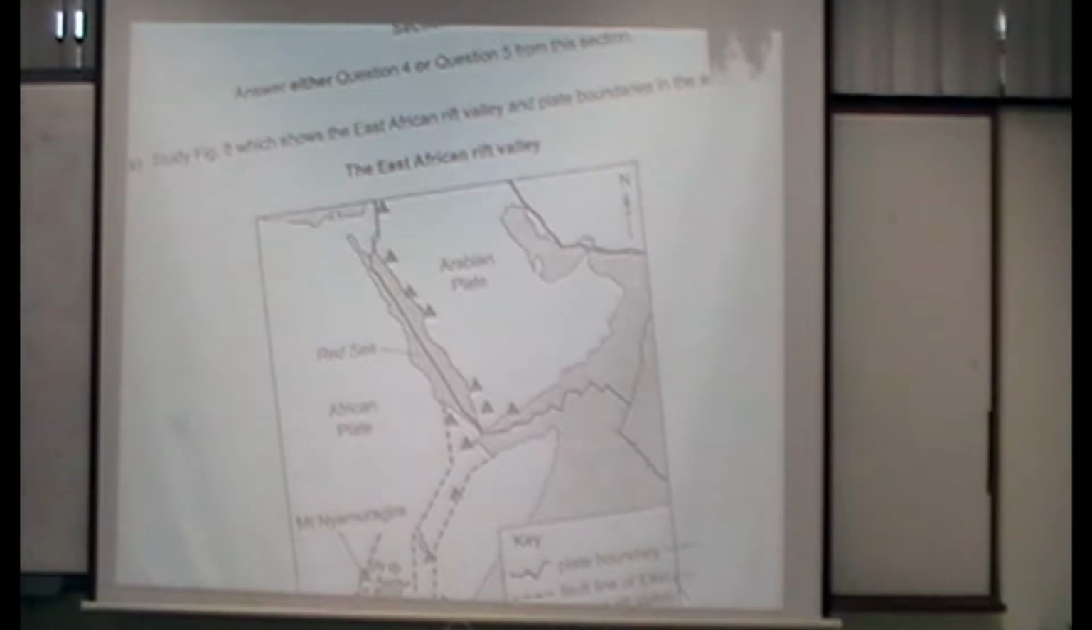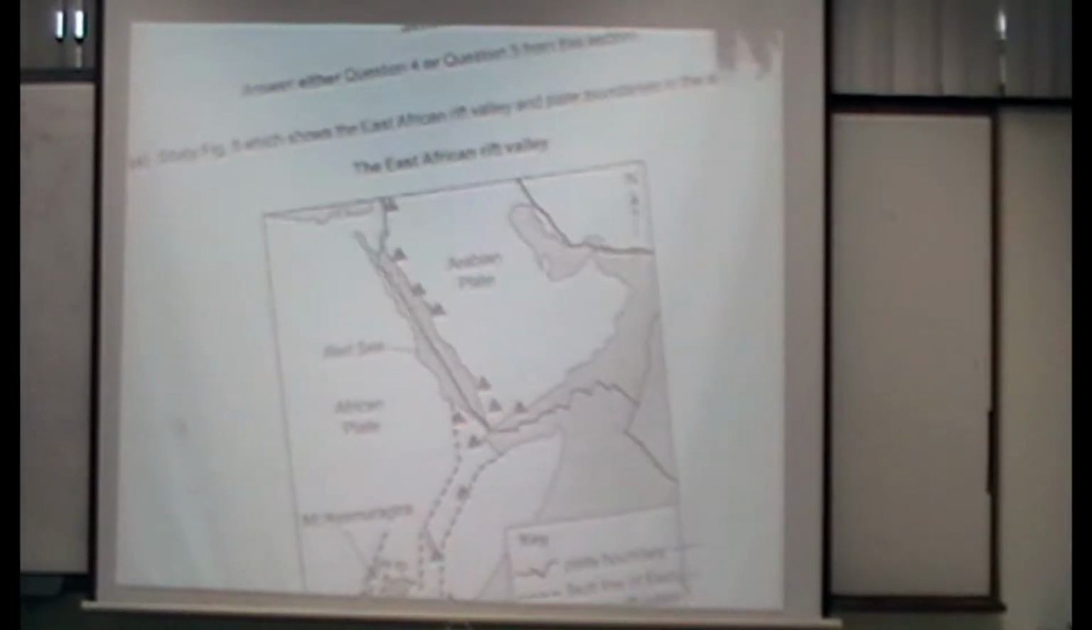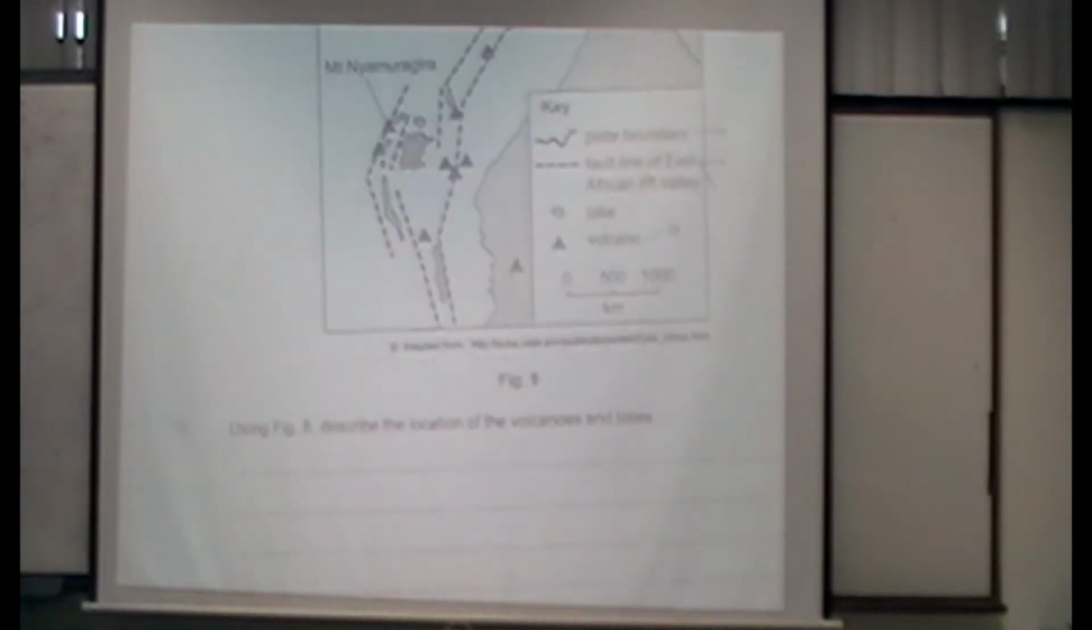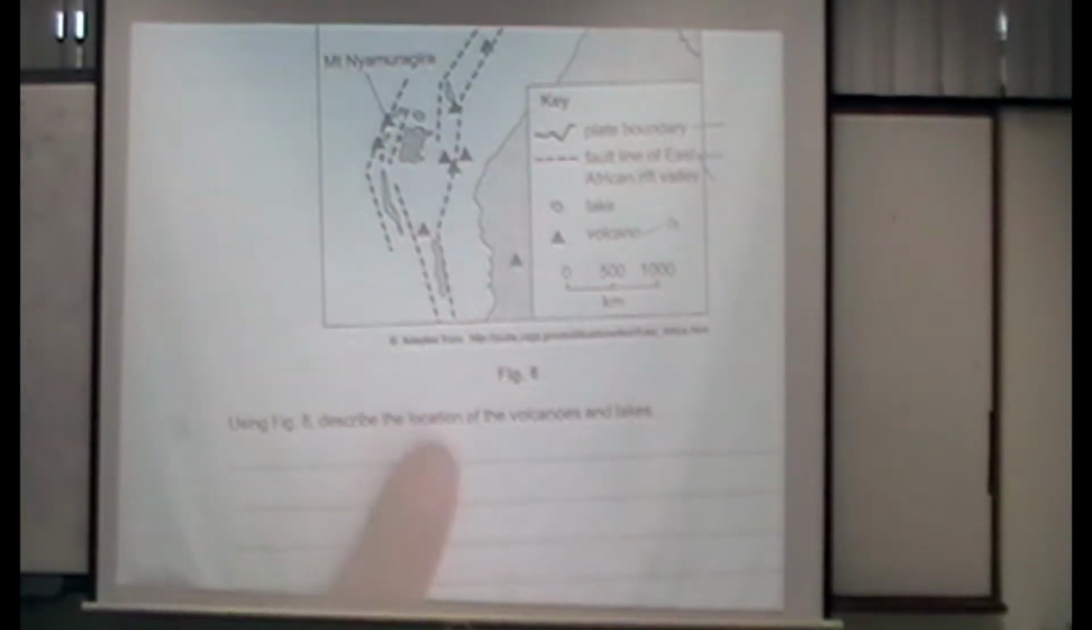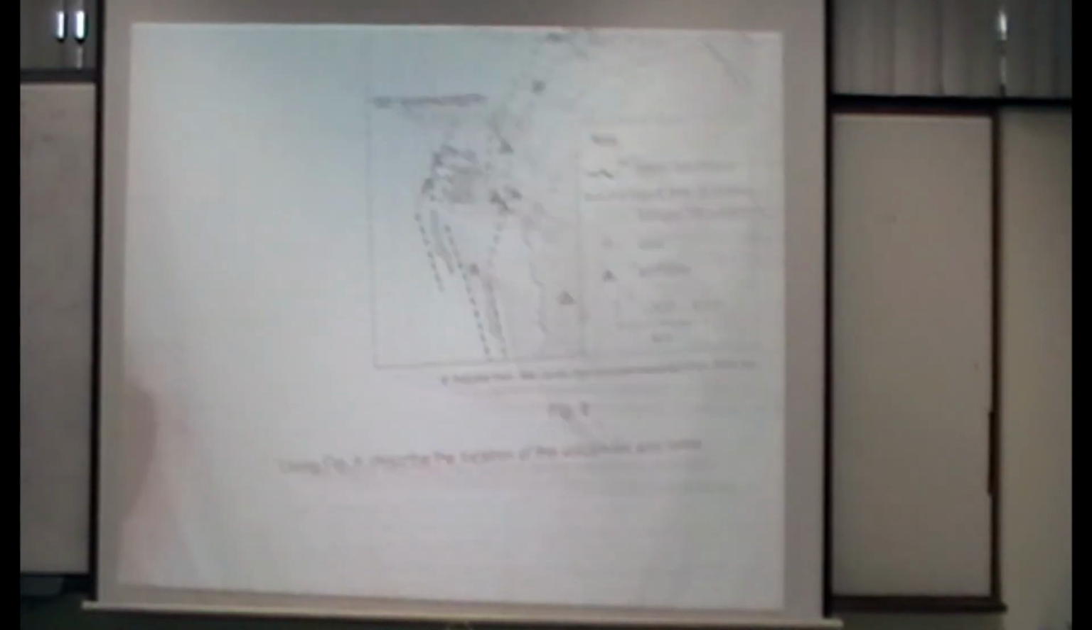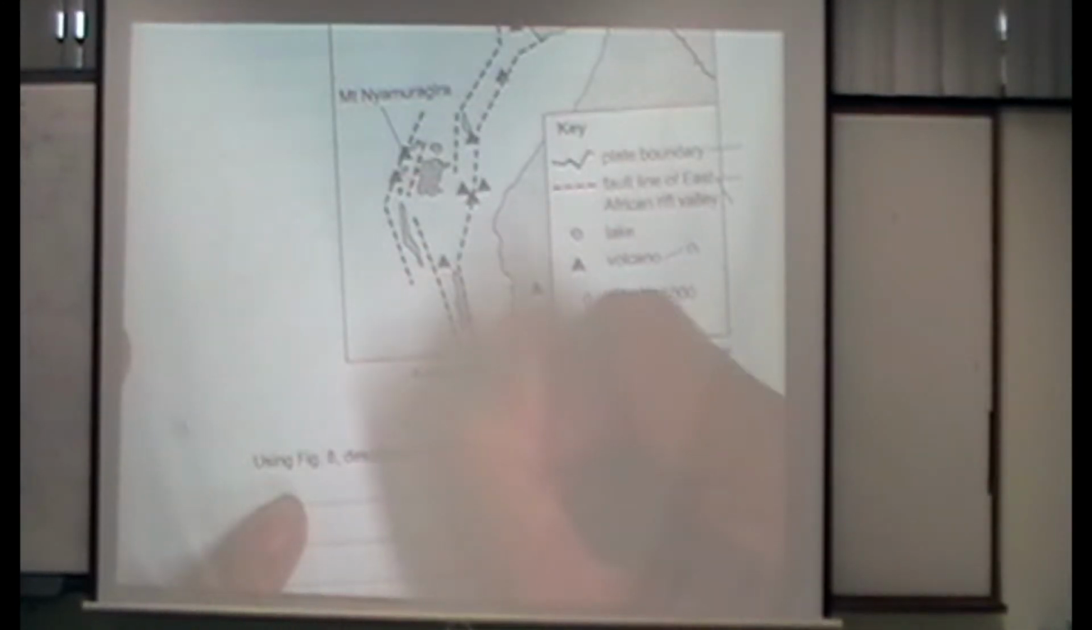Typically, when they give you a question on plate boundaries and ask you to describe the location of volcanoes and lakes, instead of the word location, how else can they change this question? Formation and location are slightly different. Formation is how it is formed. Location is where it is. Sometimes it will be phrased as distribution.